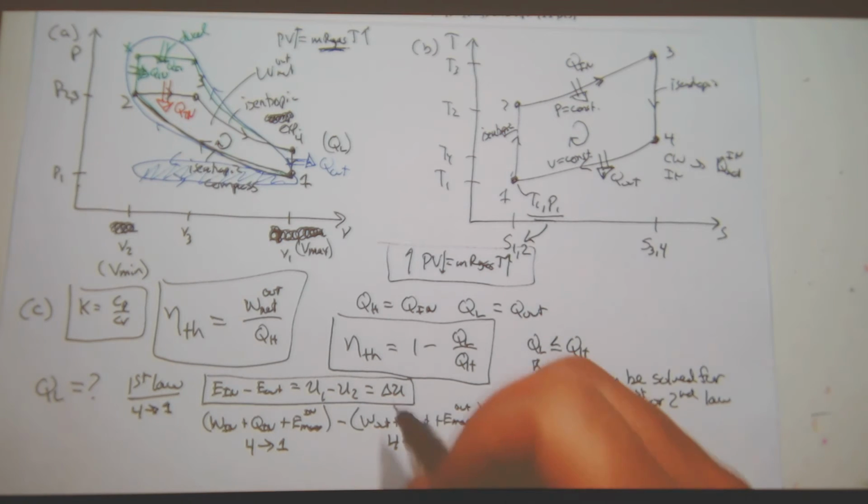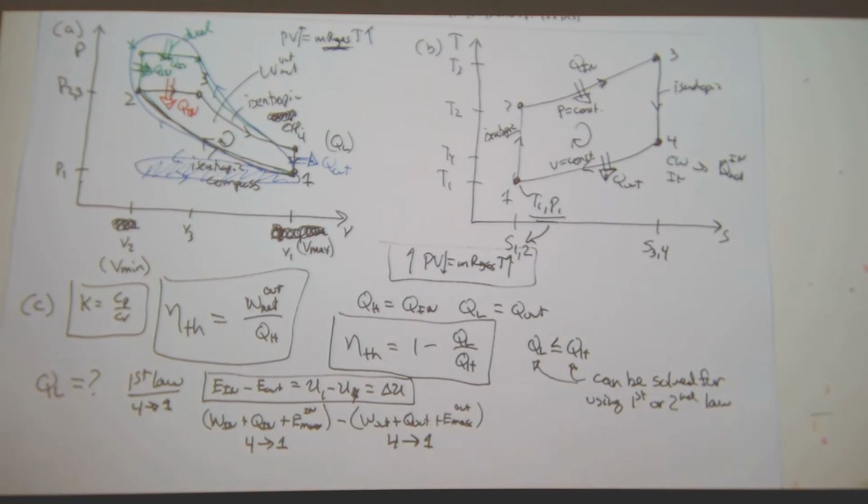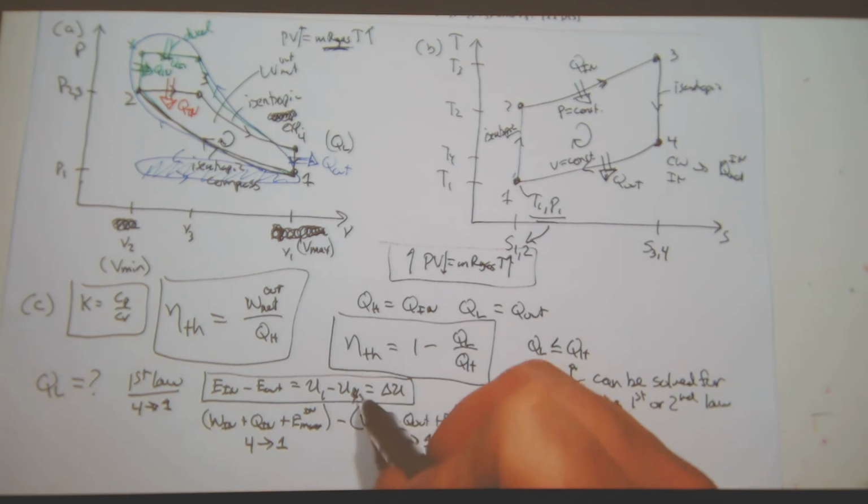Yeah. No, I'm going from 4 to 1. 1 is my final state. Right? I'm finishing the cycle. So if I go from 3 to 4, then it's U4 minus U3. But I'm going from 4 to 1. U1 is my final state. Complete the cycle. So U1 minus U4.